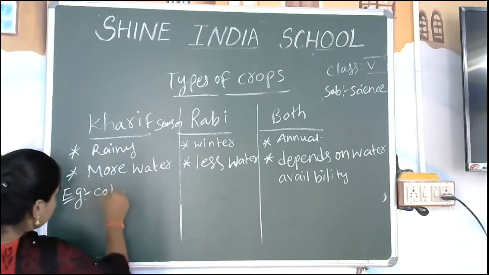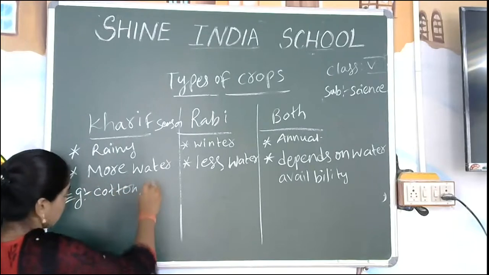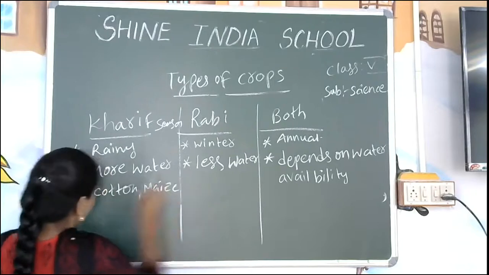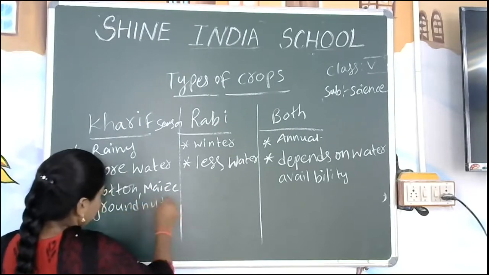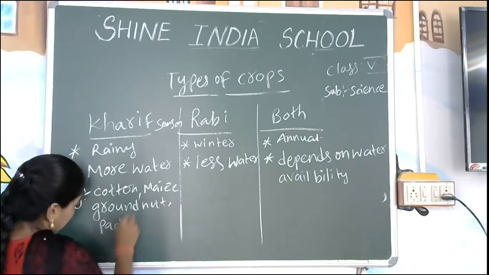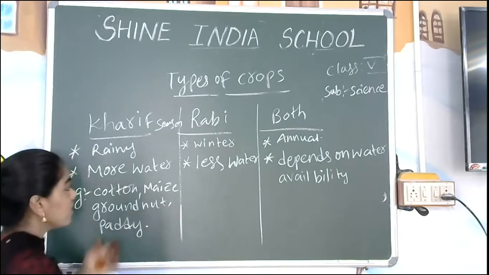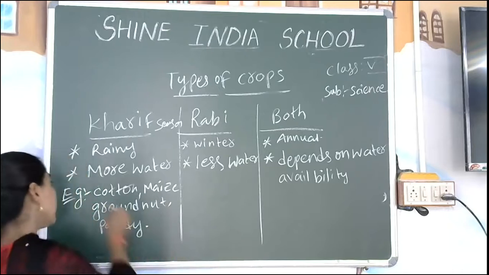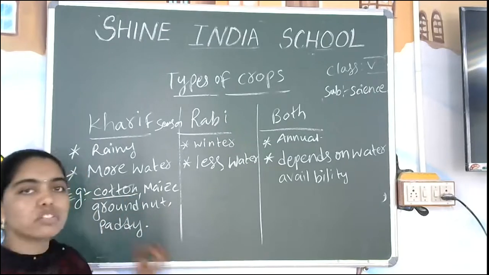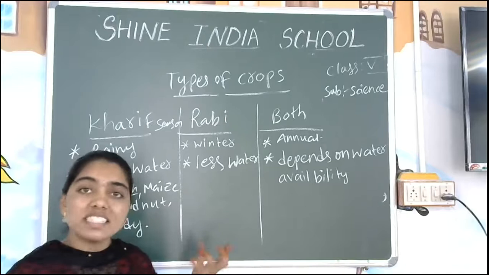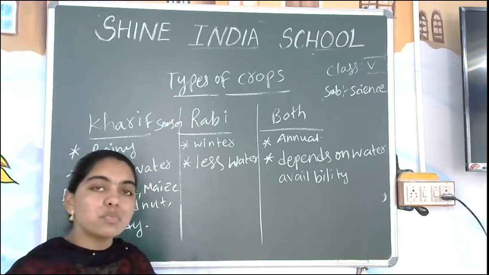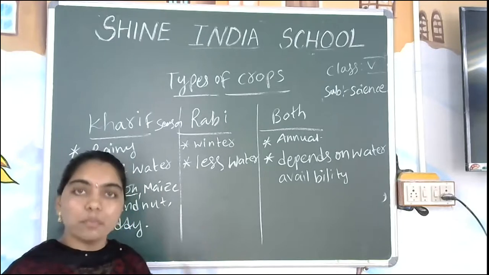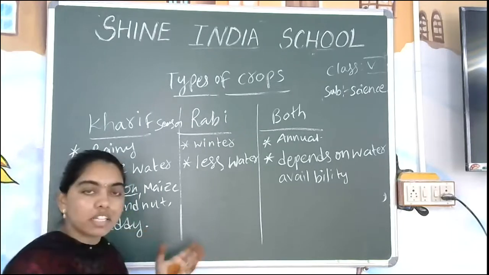Yes, cotton, maize, groundnut, paddy. Yes, these are the examples. Cotton plant is the most important plant for us. It is a commercial crop. Why are we saying it is a commercial crop? It means we are getting more money from the cotton plant.